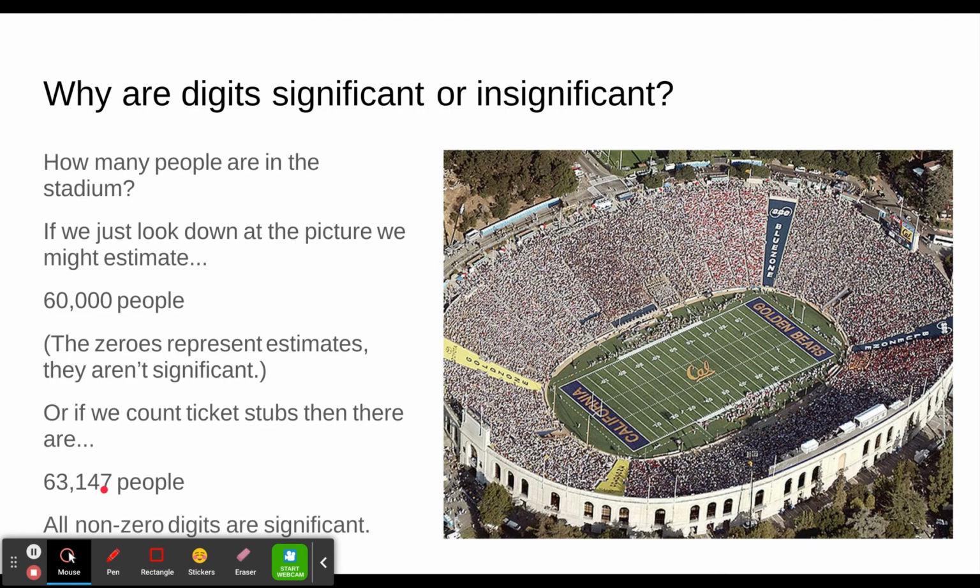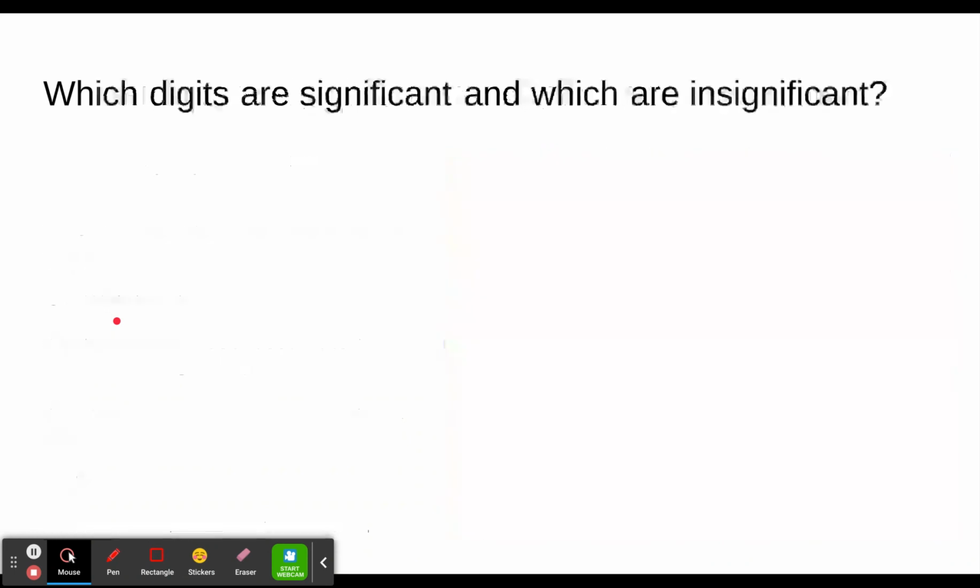Okay, so one thing that tells us is non-zero digits are significant because we put zeros in when we're holding the place of the numbers. Okay, so all non-zero digits are significant. That's our first rule. So when are zeros significant and when are they not? Zeros are not always insignificant. So there are 3 types of zeros. There are leading zeros, captive zeros, and trailing zeros. Let's go through them one at a time.